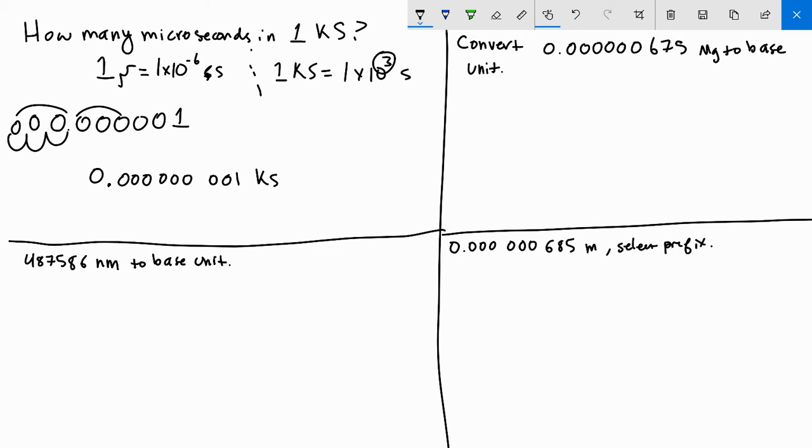So since I want to put this in the easiest form possible, I just want to get it so that it's 1.0 at the end. So that means I need to move my decimal over 1, 2, 3, 4, 5, 6, 7, 8, 9 times, so my decimal ends up 1.0. When I do that, that's 1 times 10 to the, since I moved it the other way, positive 9 kiloseconds. Okay, so that's going to be our final answer.